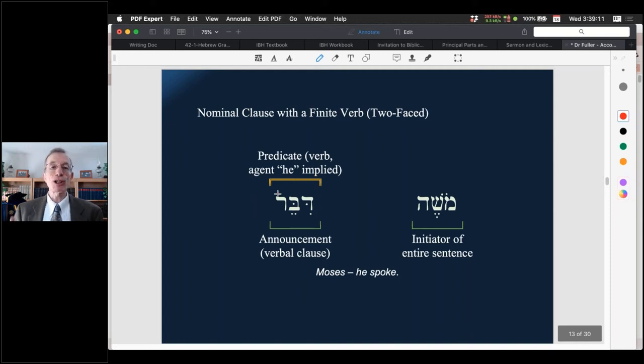A verbal clause. So you can see the two-faced nature of these constructions. The whole thing is nominal. The spotlight is right here. And so the announcement is going to be describing Moses in some way. But on the other hand, on the other side of your face, your announcement is an actual verbal clause. And I mean, this is the real deal verbal clause. So an action really happens and so forth. So how do they hear it?